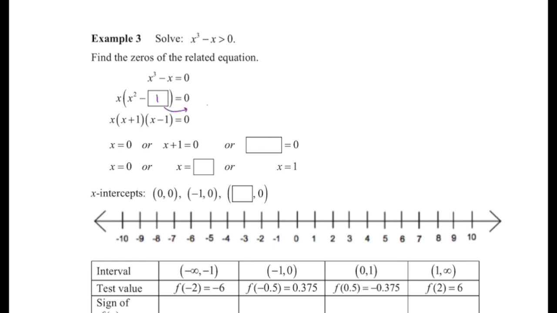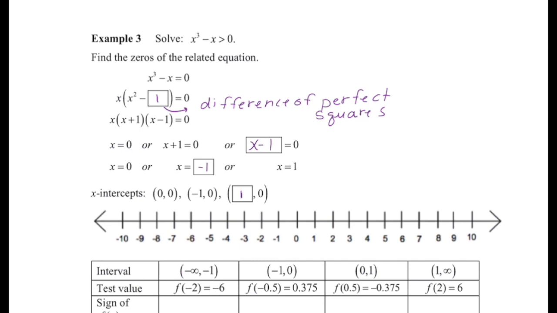Here we have a difference of perfect squares. And when I factor the difference of perfect squares, I'll have x plus 1 and x minus 1. We have 3 solutions then. x is 0, x plus 1 is 0, and x minus 1 is 0, providing us with the values of x is 0, x is negative 1, or 1. Our x-intercepts then are (0, 0), (negative 1, 0), and (1, 0).